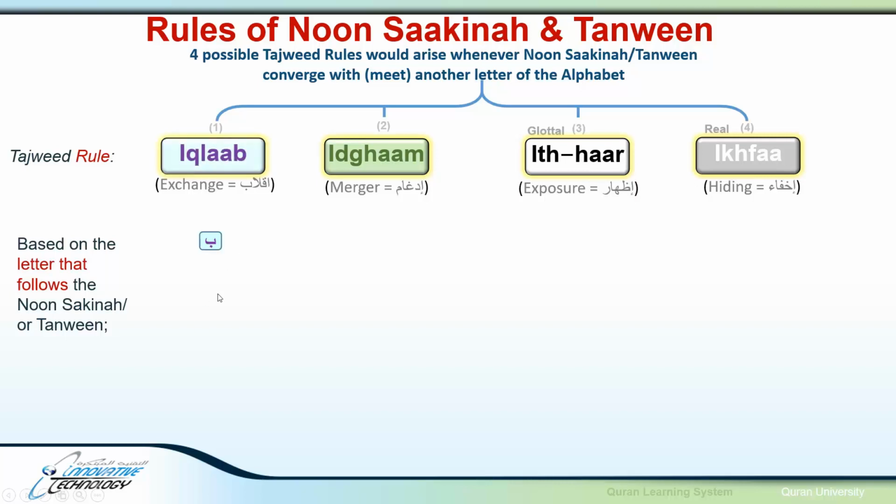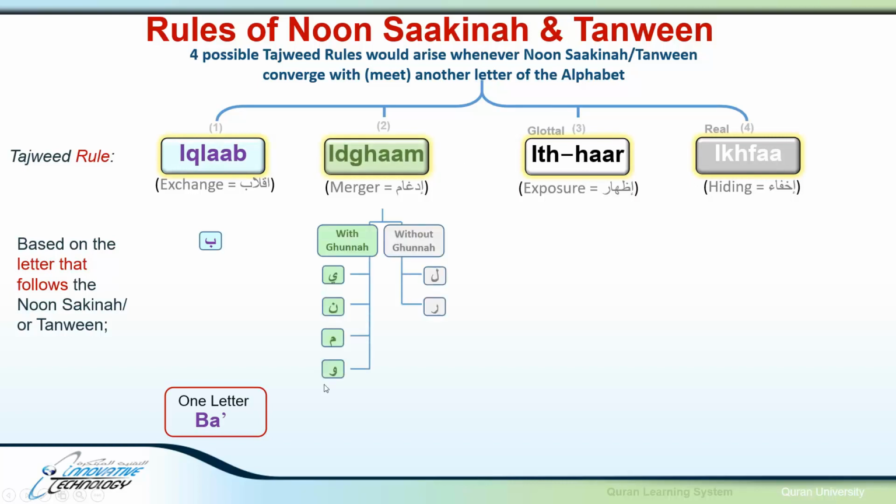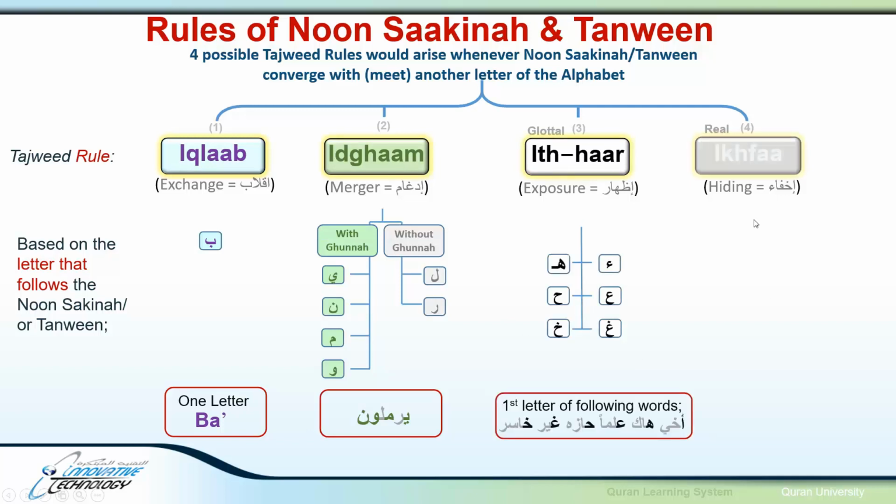In the case of Iqlab, that letter would be the Ba, and in case of Idghaam, there would be either those letters in green or the letters in gray. We said if we have the ya, noon, mim, and waw, it will be an idgham with ghunnah, and it is mentioned in the green letters of the word yarmalun, while in the case of lam and ra, it would be idgham without ghunnah, which in turn is represented by the gray letters of the same word yarmalun. Then we talked about Ith-haar, saying that it has 6 letters.